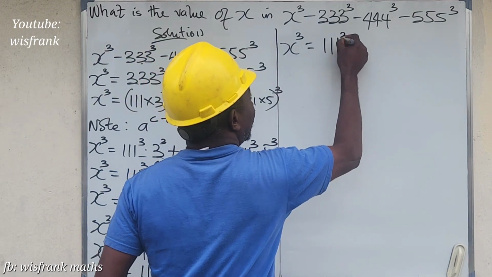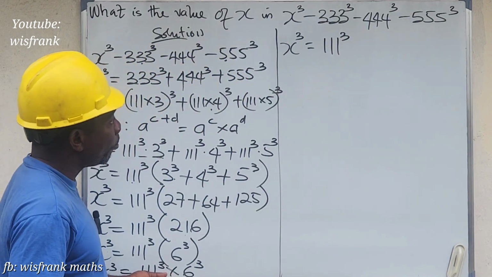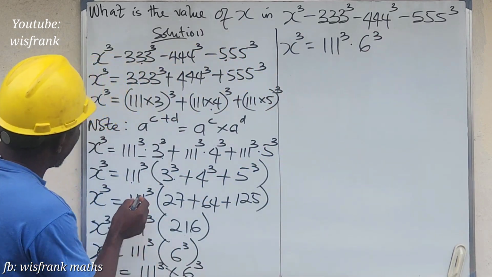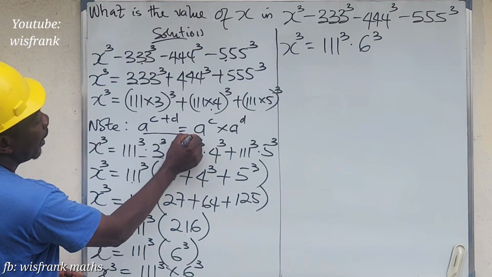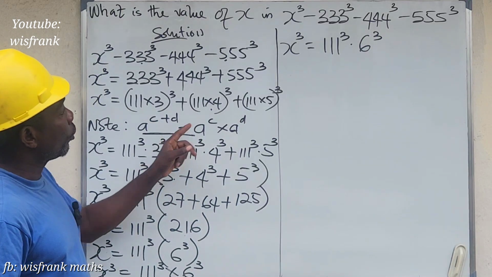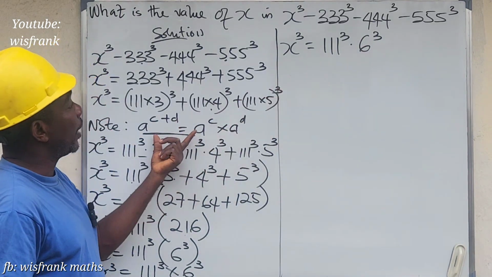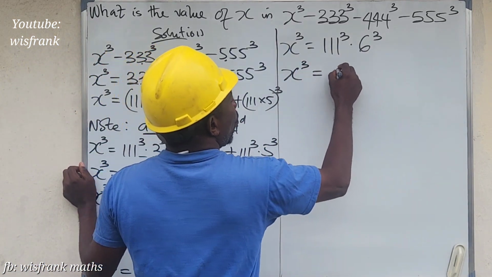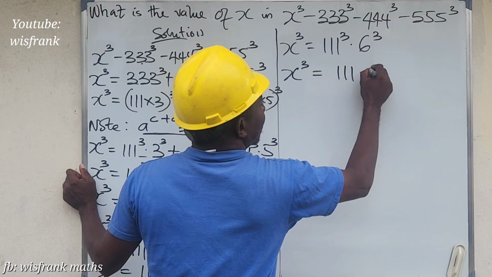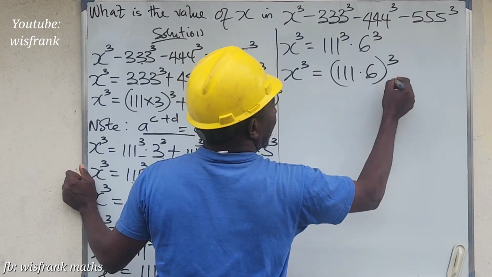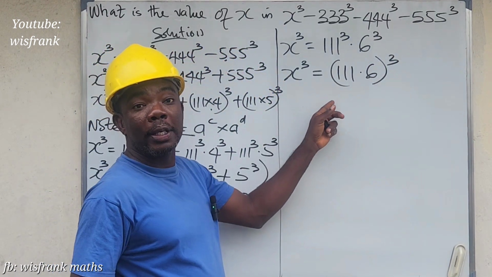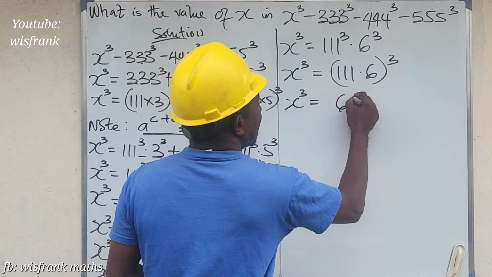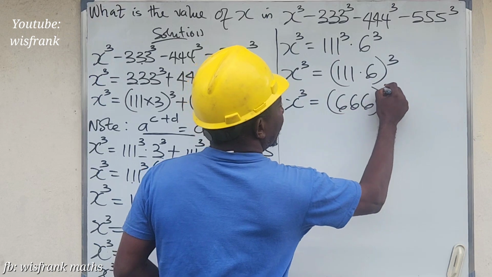So in that case, what we are going to have now, as we said, x to the power of 3 is the same thing as 111 to the power of 3 times 6 to the power of 3. So we can recall that when we had this illustration, we are going to represent this in this format. So this will become x to the power of 3 equals 111 times 6, all to the power of 3. So in this case, 111 times 6 is the same thing as this: x to the power of 3 equals 666 all to the power of 3.